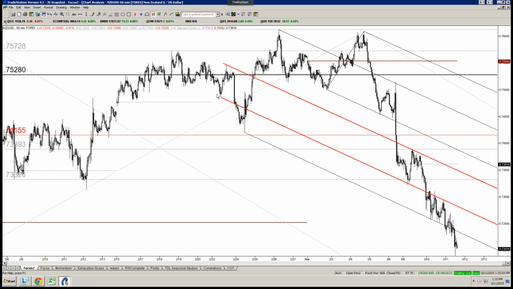You can see the touch points there, and then all through here, all through yesterday morning and last night in Asia as well. So with RBNZ later, I would pay attention to these levels, okay? There's that low.